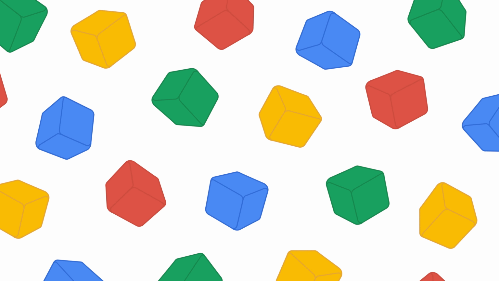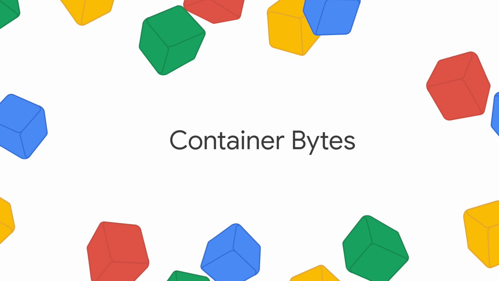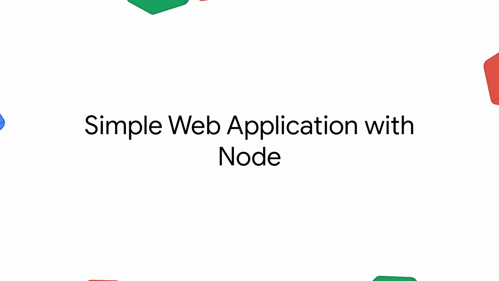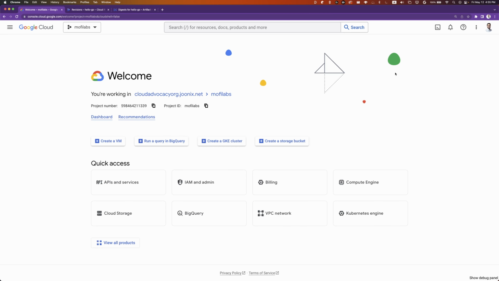In this video, we'll create a simple Node web application. Let's get started. For writing the source code, you could use any text editor of your choice. I'll be using the Google Cloud Shell editor. You'll also need the Node runtime installed. We'll be using Node version 18.